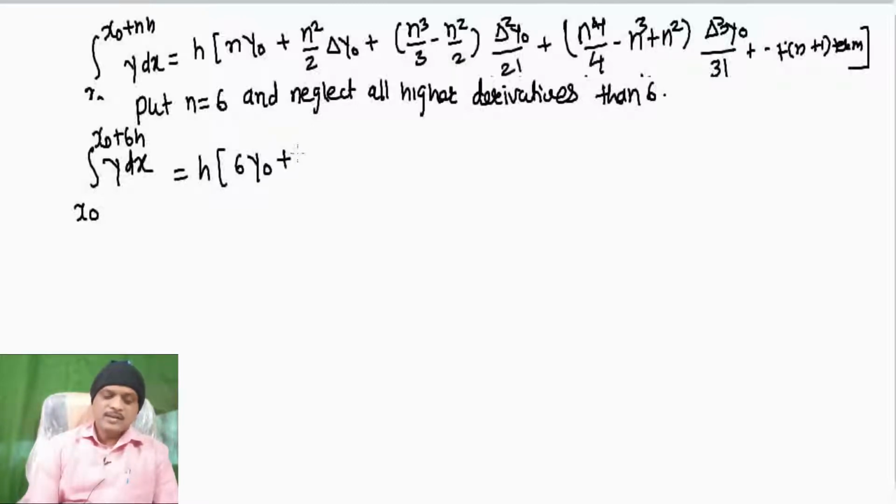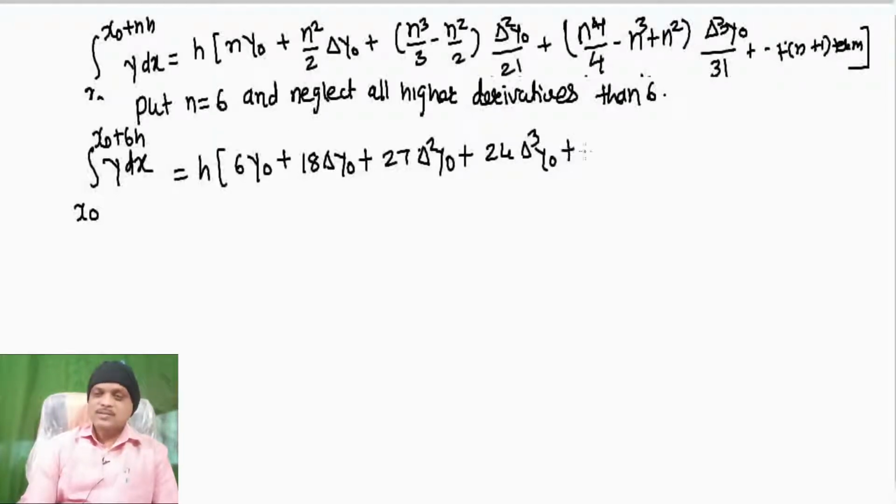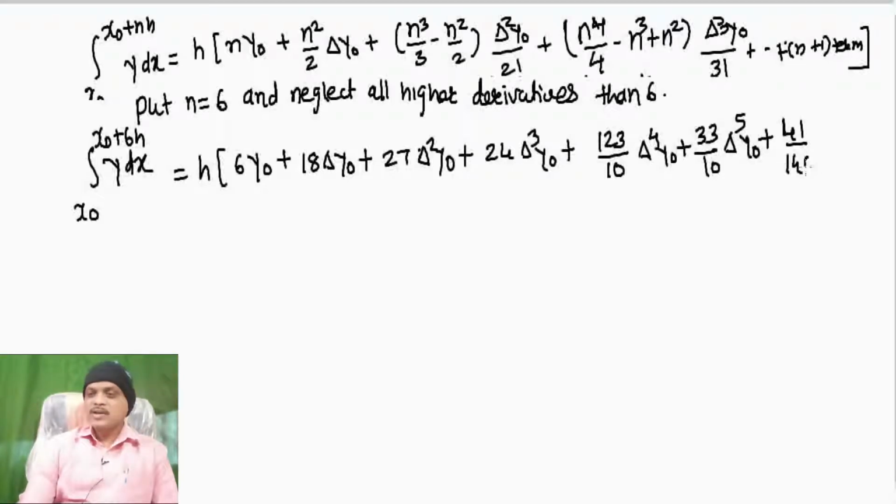then we get here 18 delta y0 plus 27 delta square y0 plus 24 delta cube y0 plus 123 divided by 10 delta raised to 4 y0 plus 33 divided by 10 delta raised to 5 y0 plus 41 divided by 140 into delta raised to 6 y0.